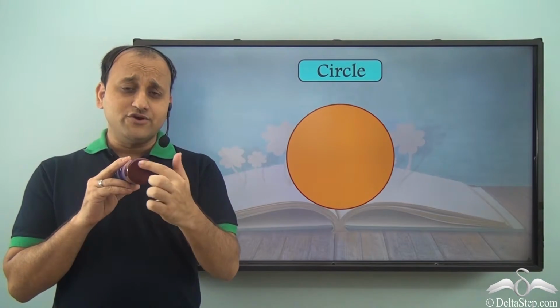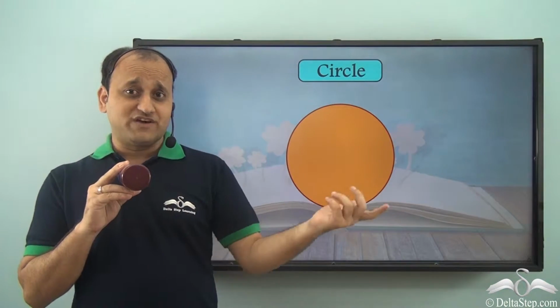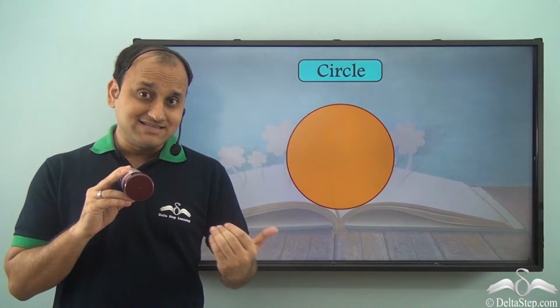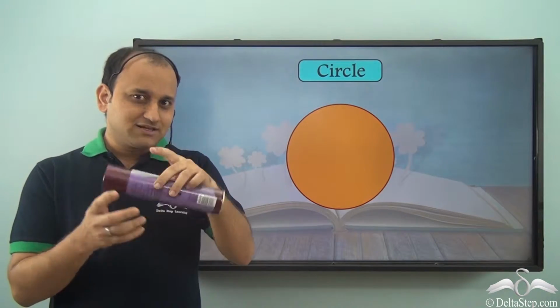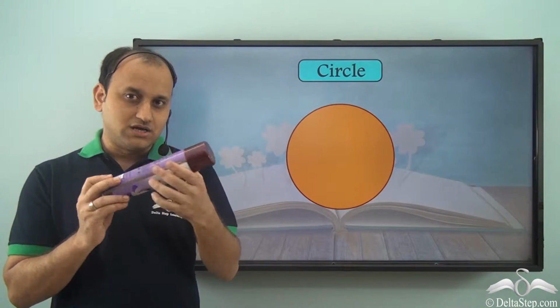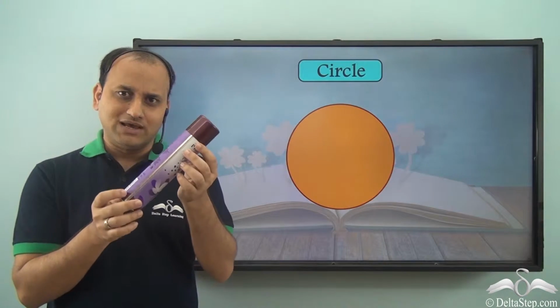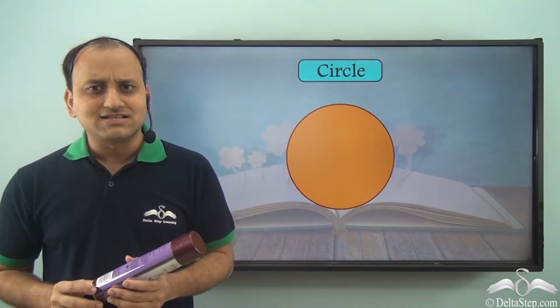Now, what will you call this shape? Well, this shape is very similar to this shape, which is a circle, isn't it? But if I rotate it a bit, is it still a circle? Not really. So you may say this is a circle and this is a circle. But what about this? Well, this is not a circle.